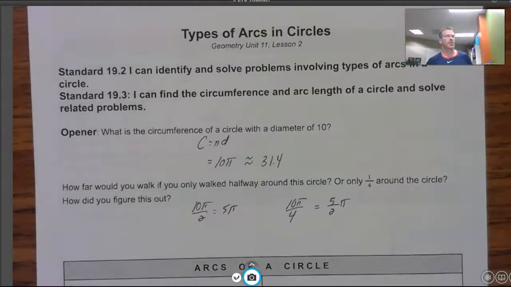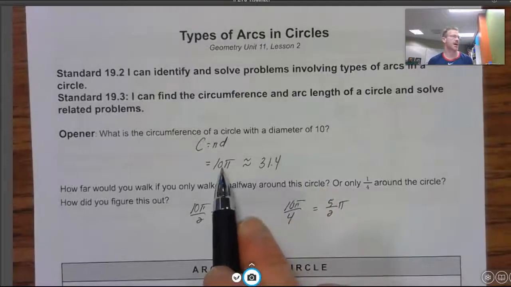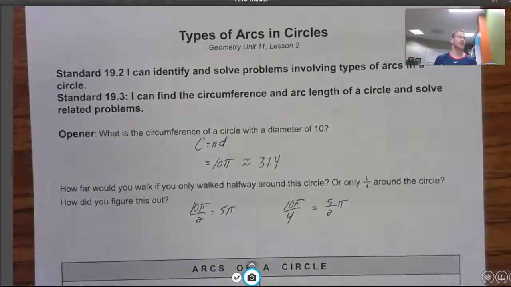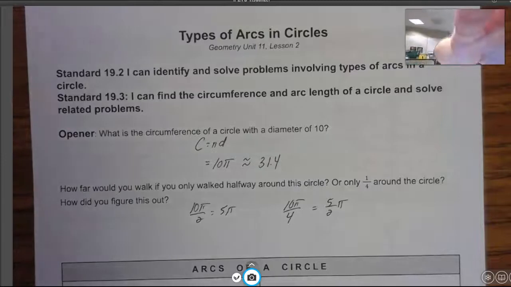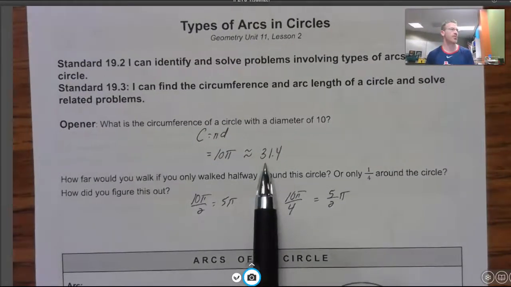So go ahead and pause the video, do that, and then flip it back on, and we'll see how you did. All right, so remember that your circumference formula is pi d if we have the diameter. So if you just plug that in, you get 10 pi, and it's more than okay just to leave it in terms of pi. You can leave it as an exact answer. That's always good. But if you used a decimal, you should get about 31.4.